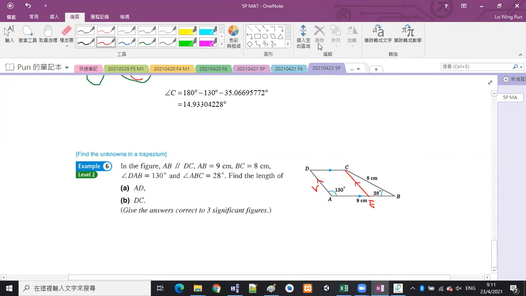Okay, which should be parallel to DA. Like this. And now, because in this ABCE, these pair of opposite sides are parallel, and then the other pair of opposite sides are also parallel. So ABCE is a parallelogram.